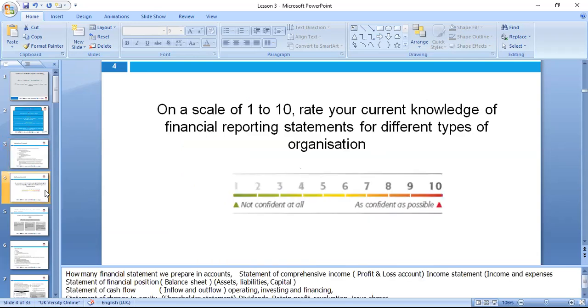Okay, scale 1 to 10, what do you know about financial reporting? Okay, so how many types of financial statement do we prepare in accounts? Always good to reflect.